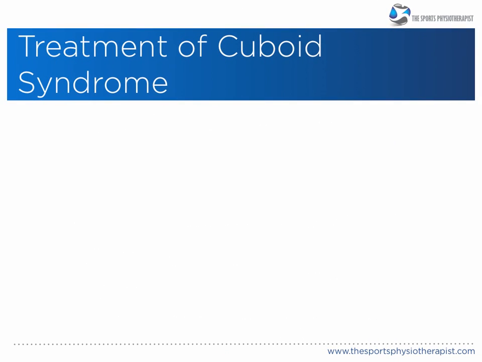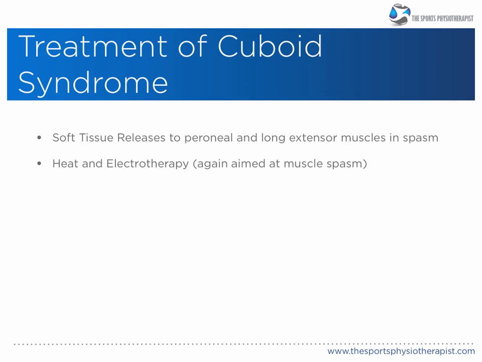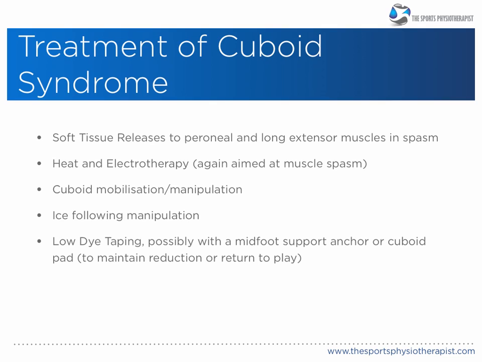On to treatment. Soft tissue releases to peroneal and long extensor muscles in spasm. Heat and electrotherapy aimed at the muscle spasm can be helpful. The keystone of treatment involves cuboid mobilization or cuboid manipulation. You should use ice following the manipulation, and then low-dye taping, possibly with a midfoot support anchor or cuboid pad, will help maintain reduction and facilitate return to play.